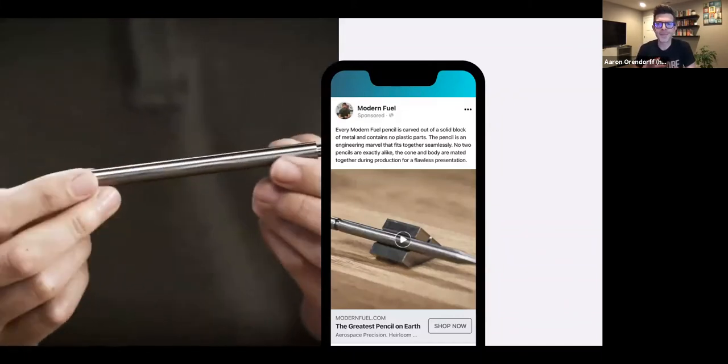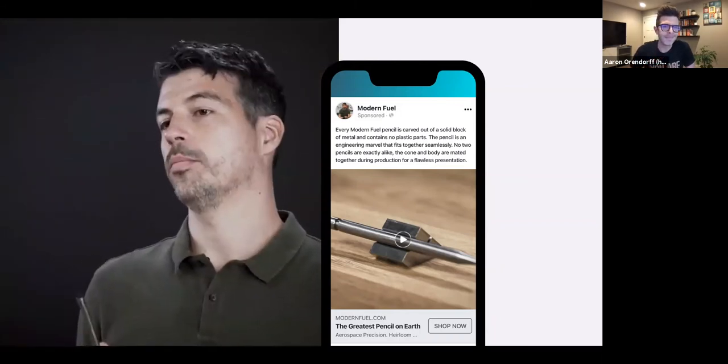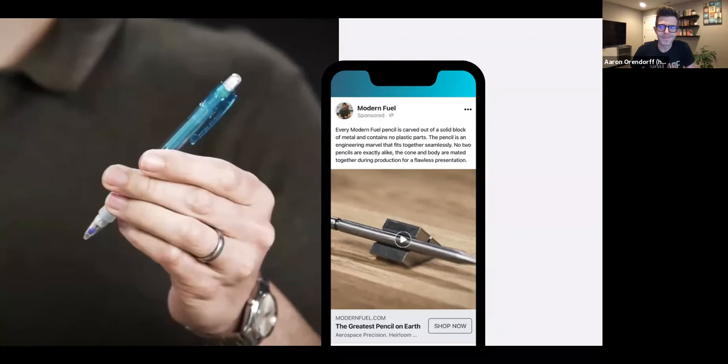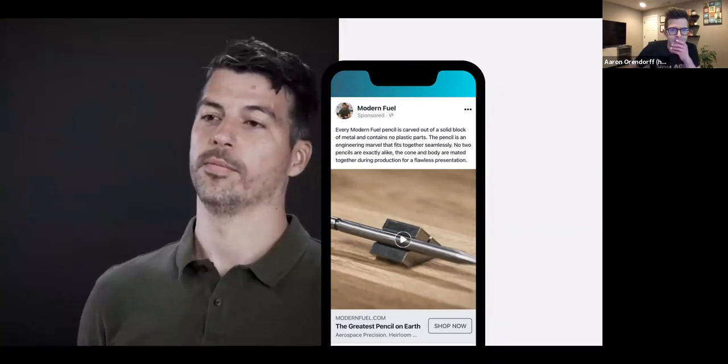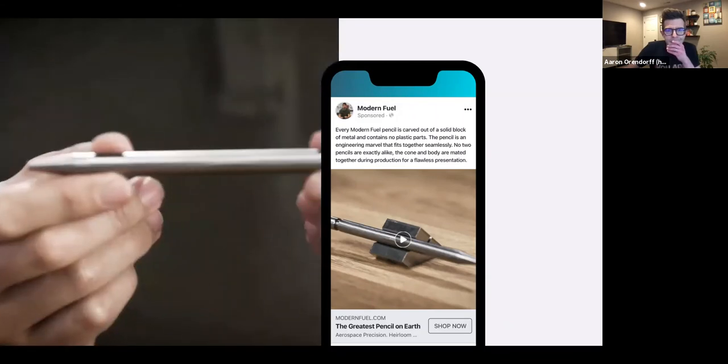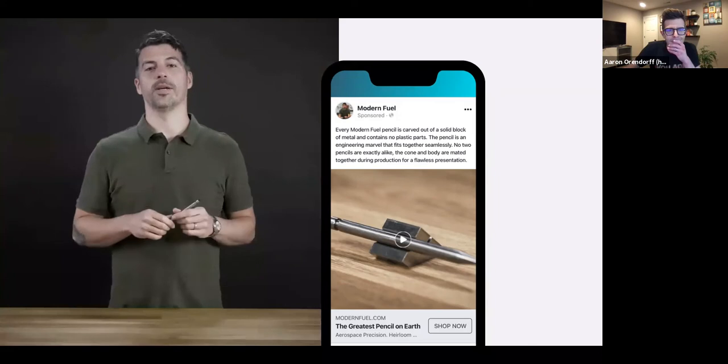As an aircraft engineer, I use the mechanical pencil every day, but it bothered me that there were cheap plastic throwaway items. I searched for a well-made pencil, but I couldn't find one that would fit the bill. I wanted a sleek, minimal mechanical pencil that would stand the test of time. I knew I had to make one myself.